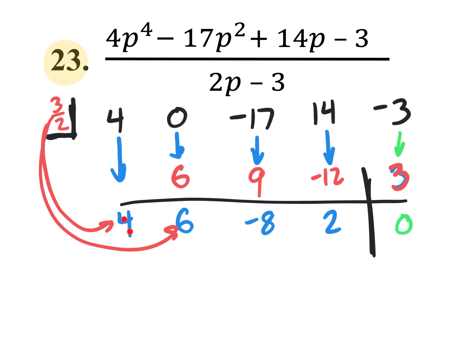So I need this to become a 2. So what am I going to divide all this by? By 2, right? Or multiply by half. So you divide them all by 2. You're going to have 2, 3, -4, 1. And then you just put your p to the third right there, plus p to the second right there, -4p to the 1, plus 1, and that's it.